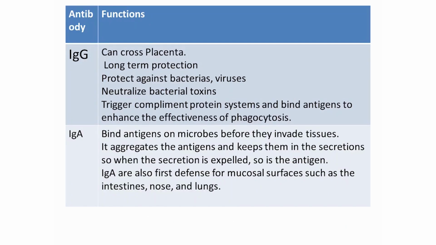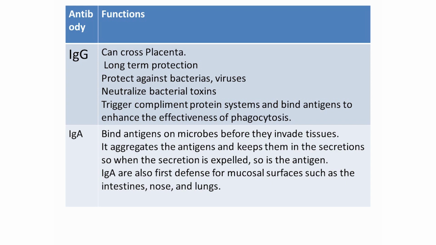So this is just an overview. IgG can cross the placenta, and it gives long-term protection against bacteria and viruses and neutralizes bacterial toxins. What is IgA all about? IgA is there in your saliva. IgA is all about binding the antigens on a microbe before it invades the tissue. That's why it is there in your whole GIT.